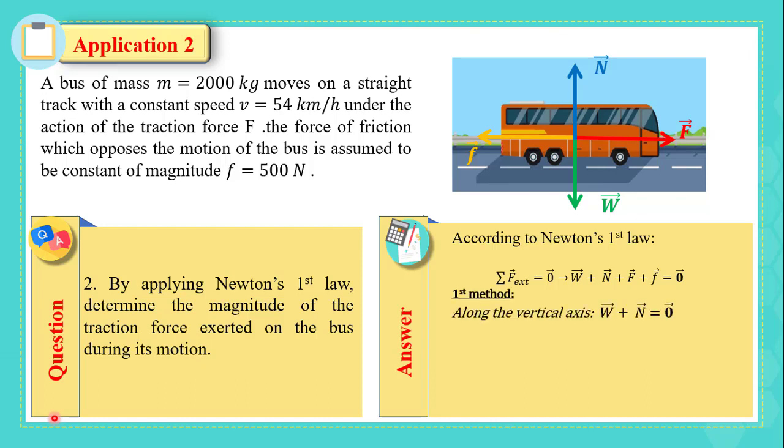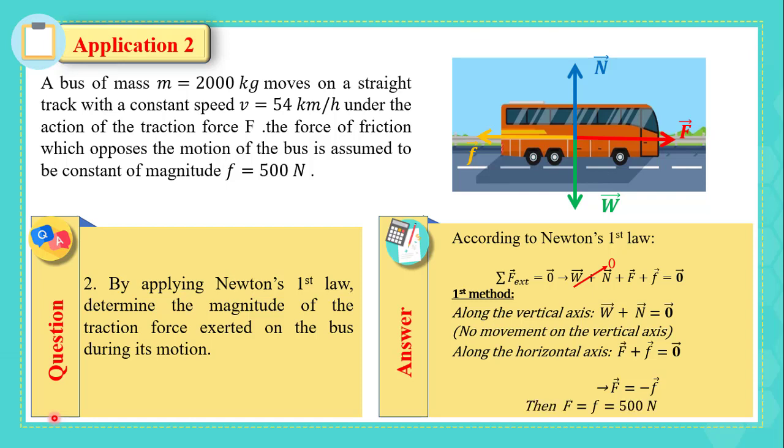In the first method, as you can notice, along the vertical axis there is no motion, then the sum of the forces acting on the vertical axis is equal to 0 vector, since there is no movement on the vertical axis. On the other hand, on the horizontal axis, W plus N is equal to 0, then we still have F plus f, which is equal to 0 vector, which means that F vector is equal to minus f vector, and in this case, the traction force has a magnitude equal to that of the force of friction, which is equal to 500 Newton.